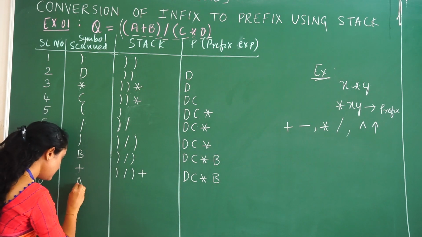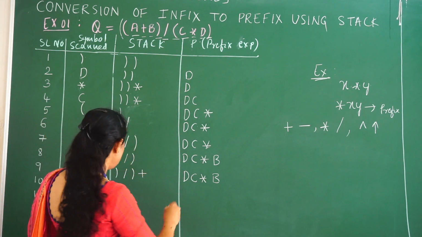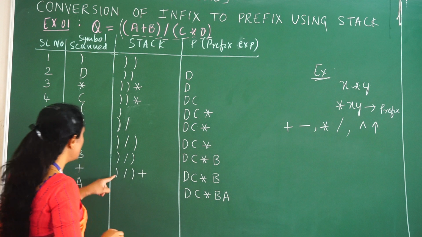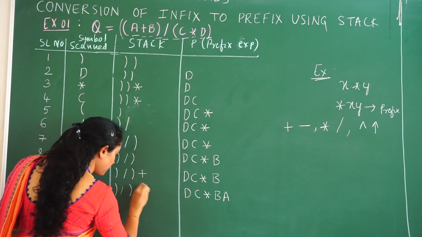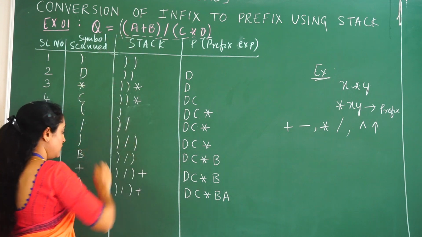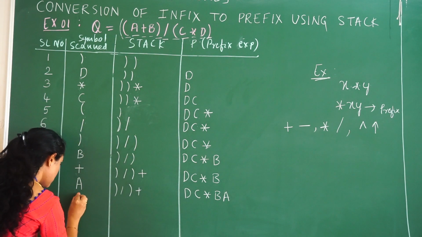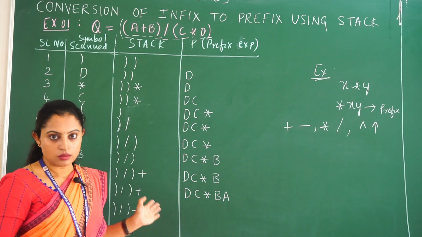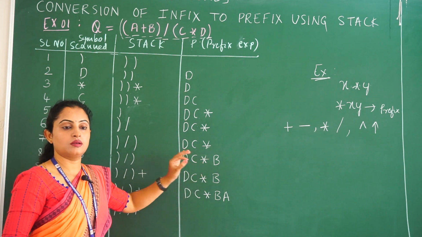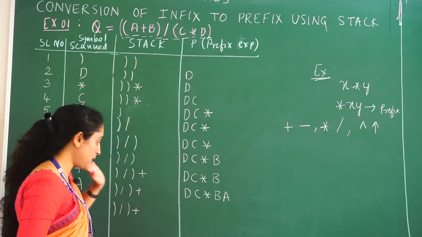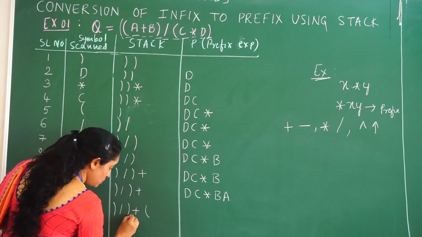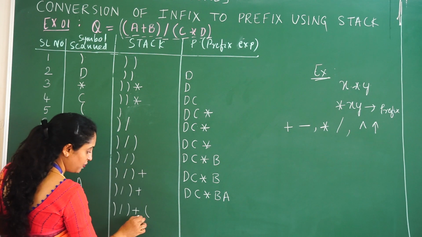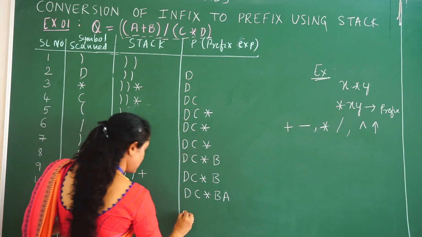The next scanned symbol is A. Since A is an operand, directly put it in the prefix expression. Okay. So the stack remains the same. Fine. So the next scanned symbol is left parenthesis. Okay. Now whenever the left parenthesis is encountered, pop out all the operators from the top of the stack until we get the right parenthesis. So we got a left parenthesis here. So now pop out all the operators between the right parenthesis and left parenthesis. We have only one operator. Let us pop this.